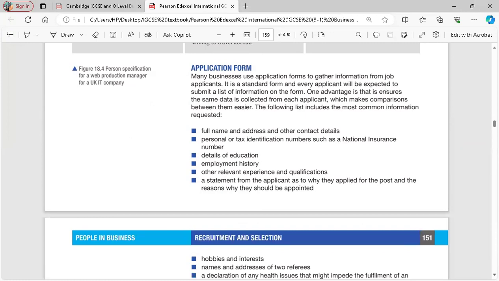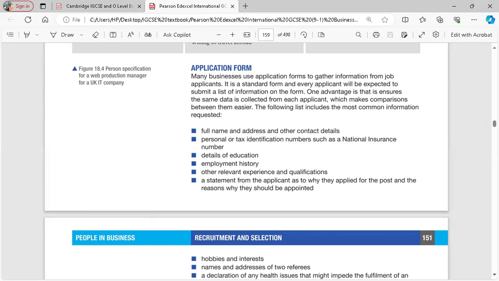Many businesses use application forms to gather information from job applicants. It is a standard form, and every applicant will be expected to submit a list of information on the form. One advantage is that it ensures the same data is collected from each applicant, which makes comparison between them easier. The following list includes the most common information requested. So the application form is a standardized form which all applicants will fill. It's going to be your information, it's going to be my own information, but we'll be able to compare your information with my own information.